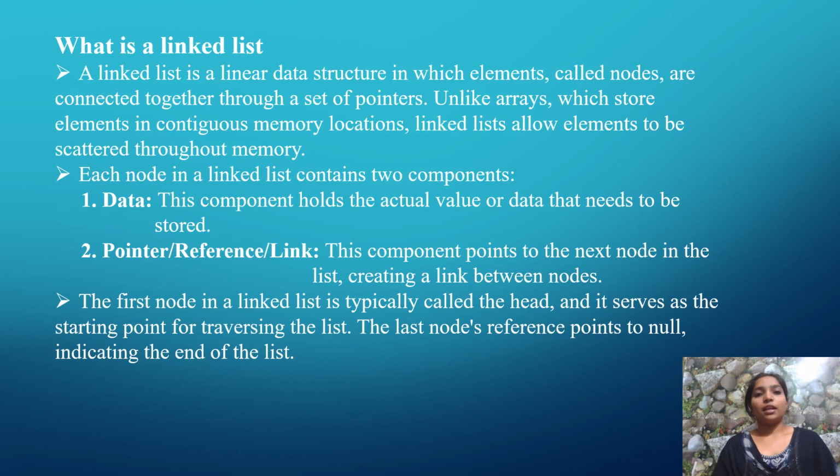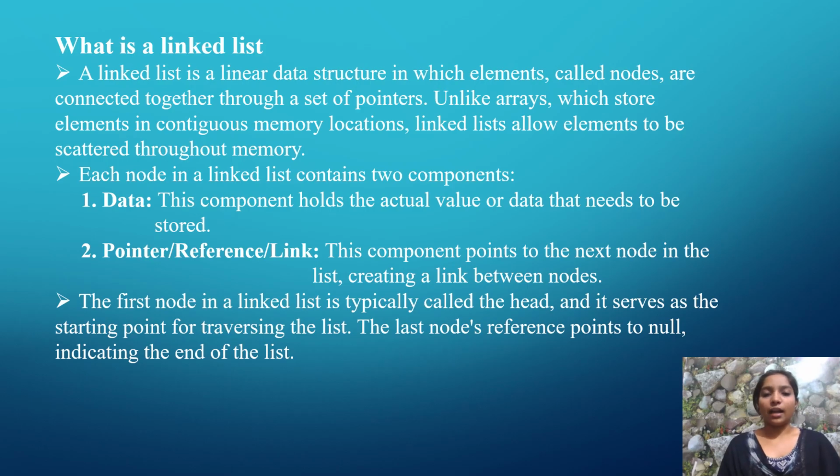Now what is a linked list? A linked list is a linear data structure in which elements are connected together through a set of pointers. Here the elements are also called nodes, and we all know about arrays. Arrays store elements in contiguous memory locations, which means the size of the array is fixed, but the linked list allows the elements to be stored in non-contiguous memory locations. This means the size of the linked list is not fixed.